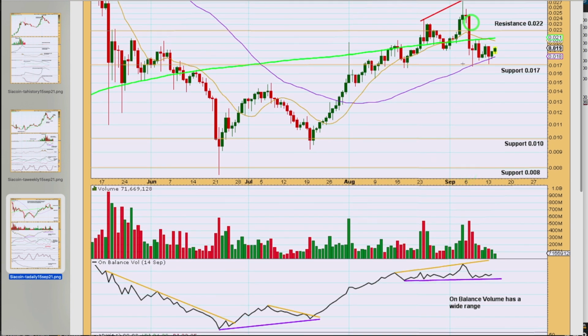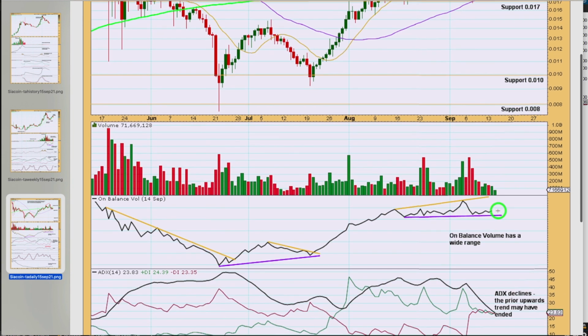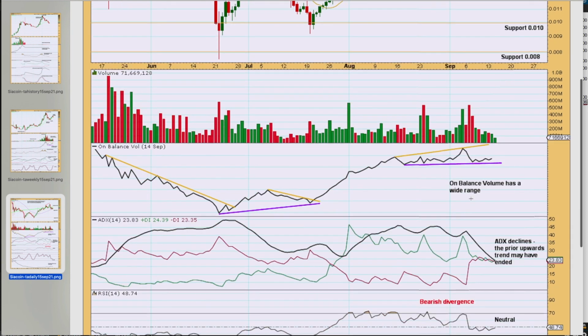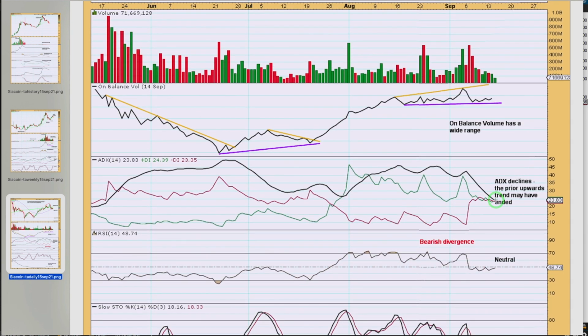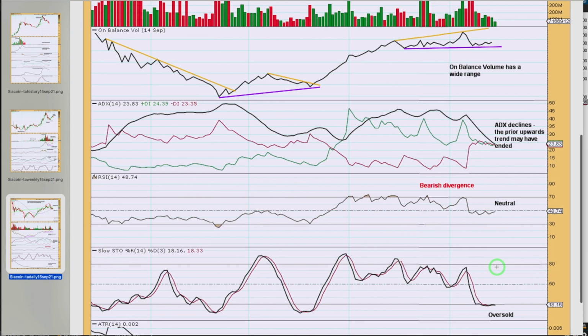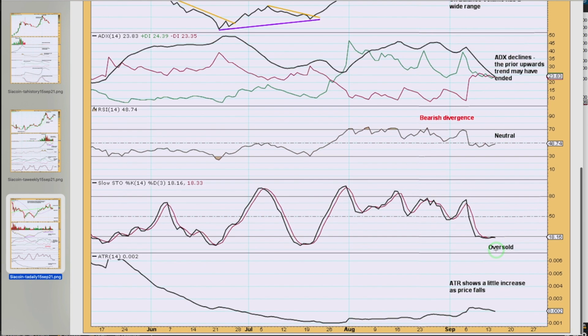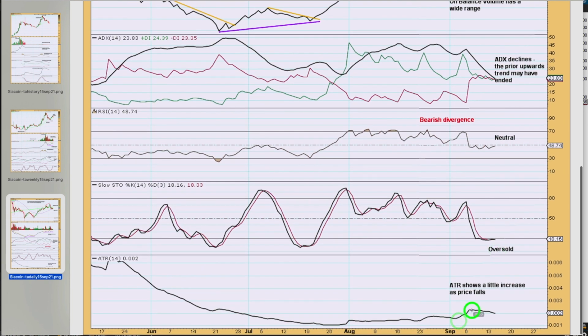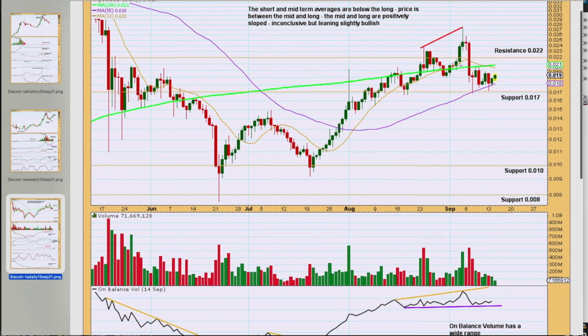Strong bearish candlestick pattern here, which also had push from volume. No signal from on balance volume. The resistance line doesn't have good technical significance. No clear trend at this time frame. RSI neutral, stochastics oversold. ATR showing a little bit of increase as price falls here.